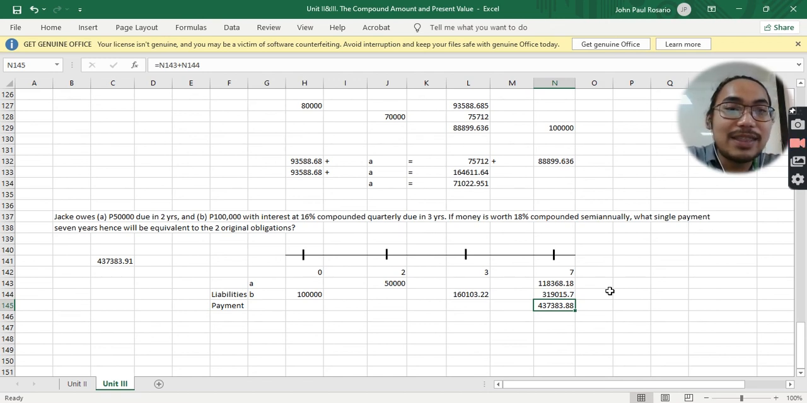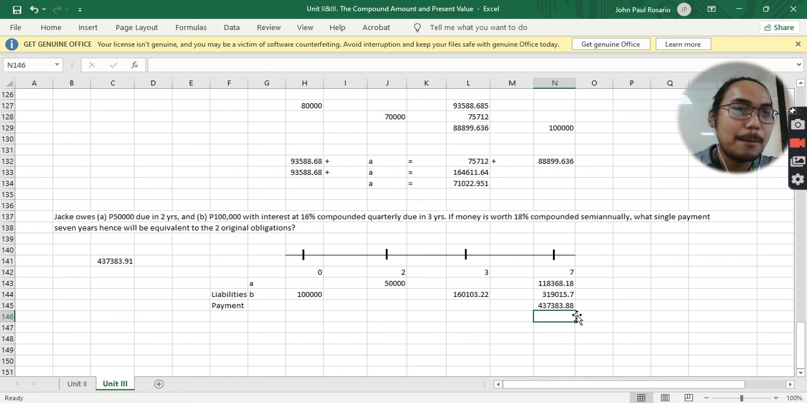and a total, since we will be paying these two obligations using just one payment. So that means that our payment now will be just the sum of the equivalent values of the first two liabilities, which is this one plus this one. That should give you 437,383.88. So we're done with this unit, and I hope that you have learned something today.